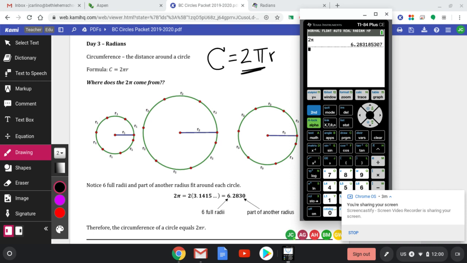Now, instead of saying 6 and a little more, let's get a little bit more mathematical, and we say 2 pi instead of 6 and a little more. We say 2 pi. So that's where the circumference formula comes from.